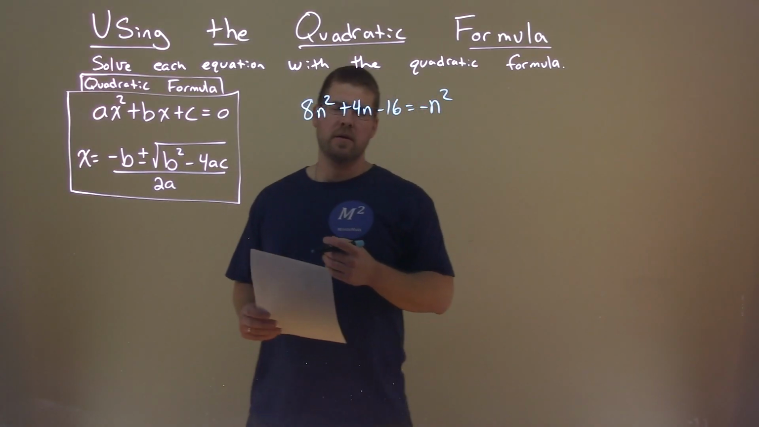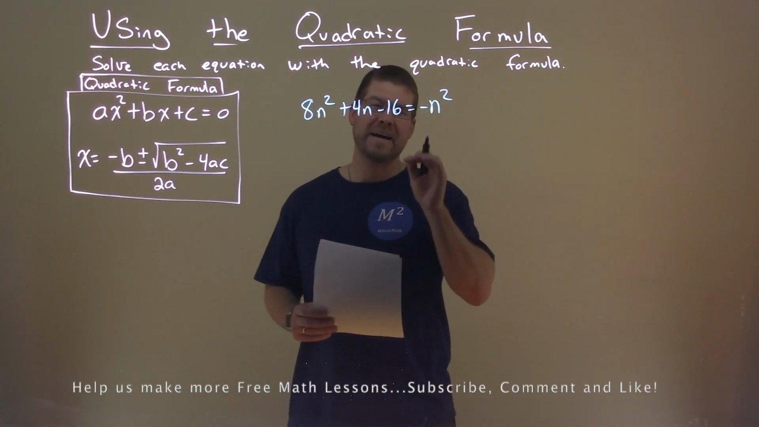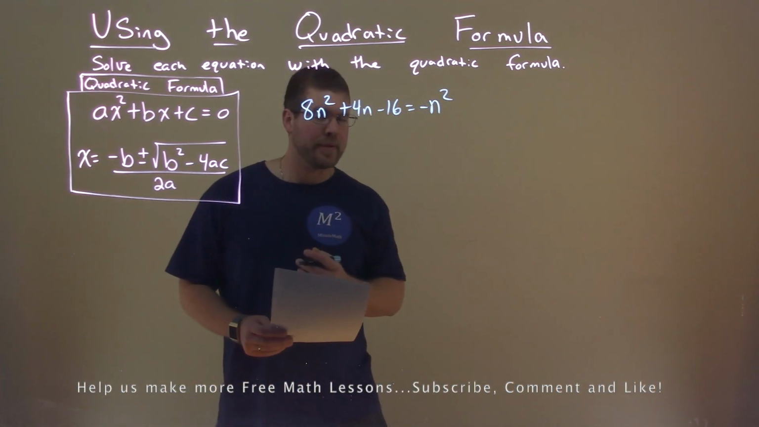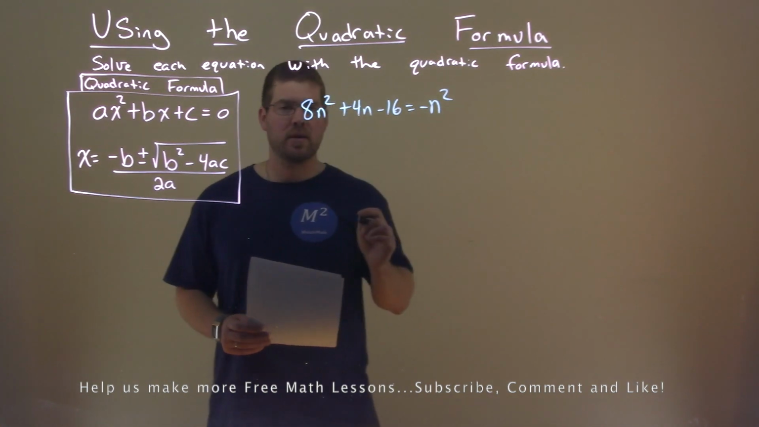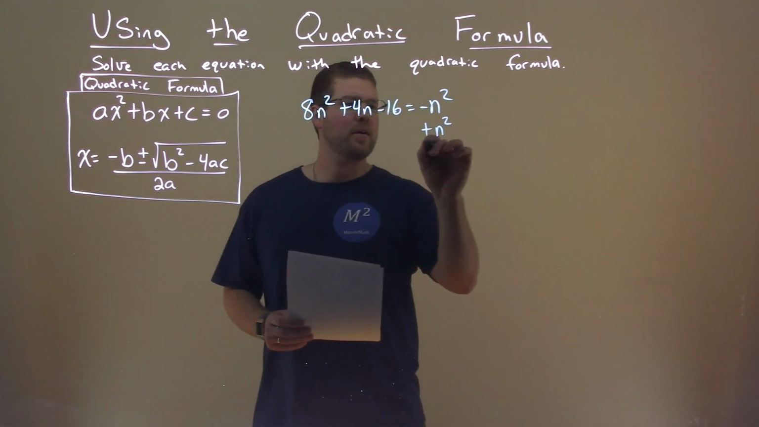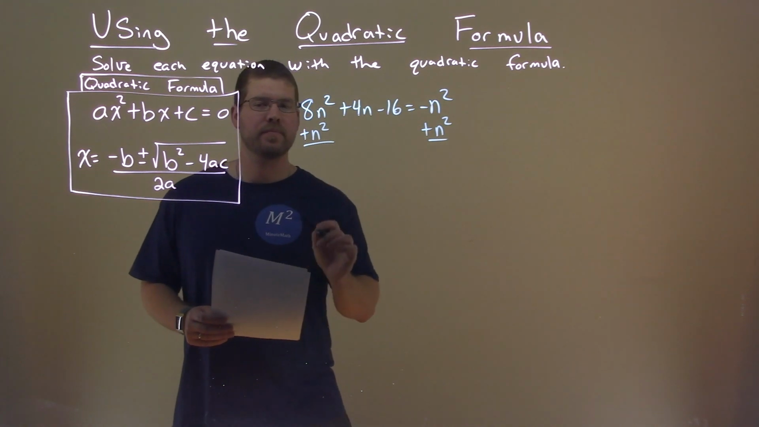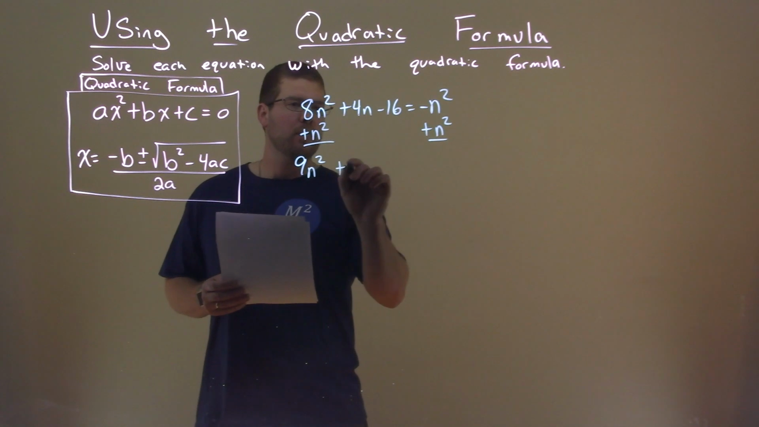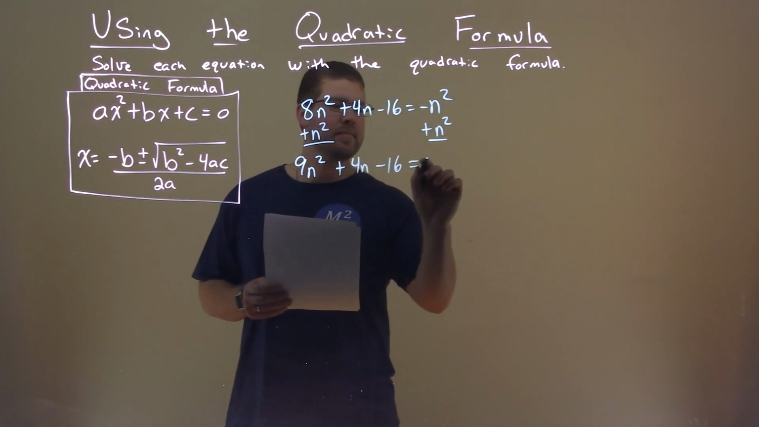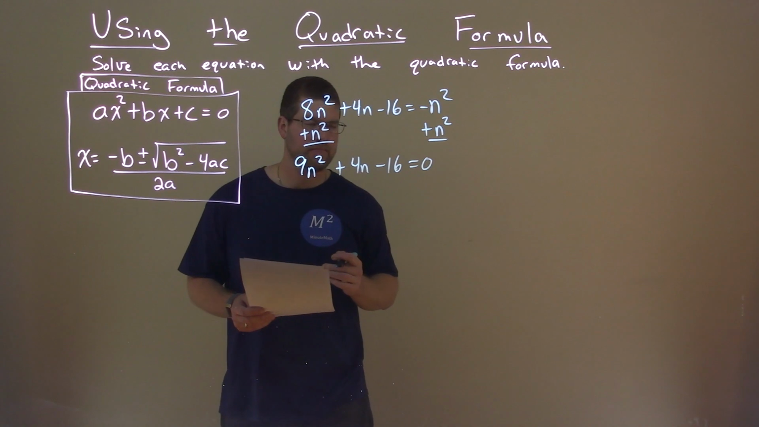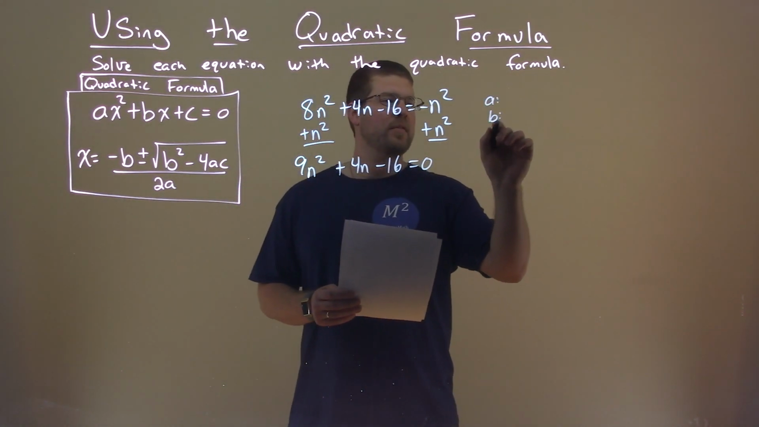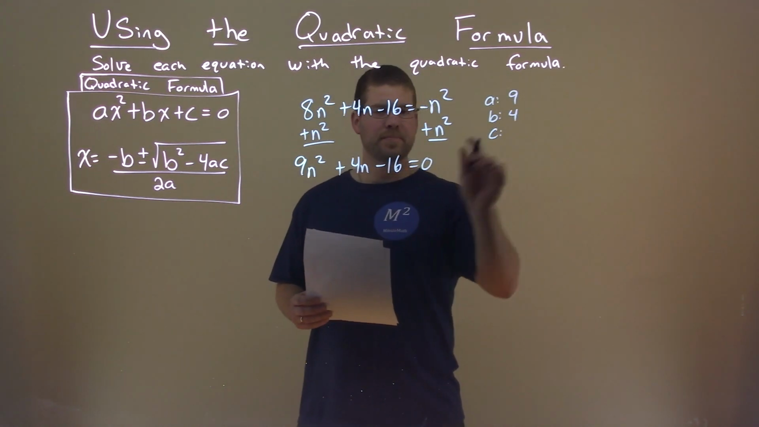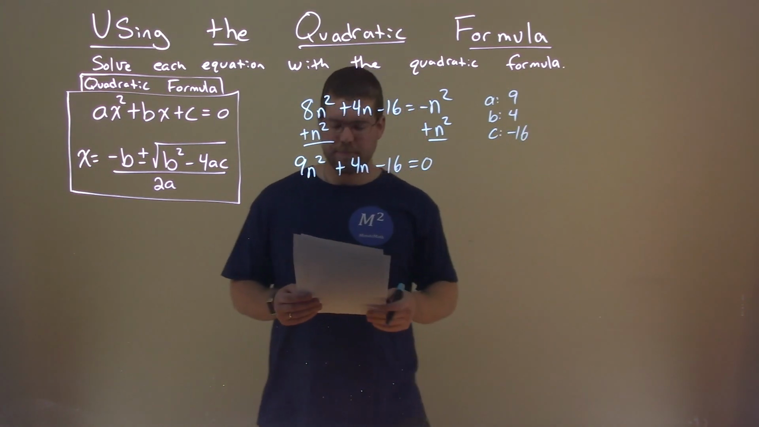We're given this problem right here, 8n squared plus 4n minus 16 equals a negative n squared. And we want to solve this using the quadratic formula. Well, I have to have my equation equal to 0. So I'm going to add an n squared to both sides. 8n squared plus n squared is a good old 9n squared. Bring down the rest, 4n minus 16, and it's equal to 0. So let's go find our a value, b value, and c value. A value is 9, b value is 4, c value is negative 16.